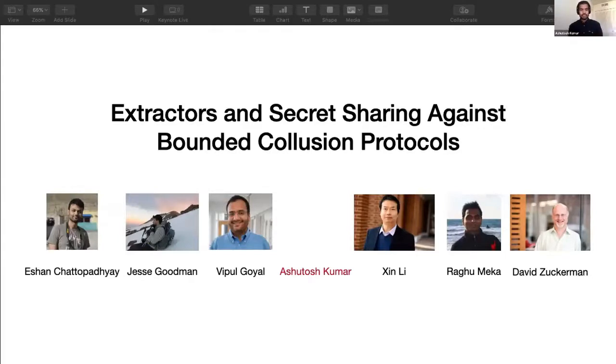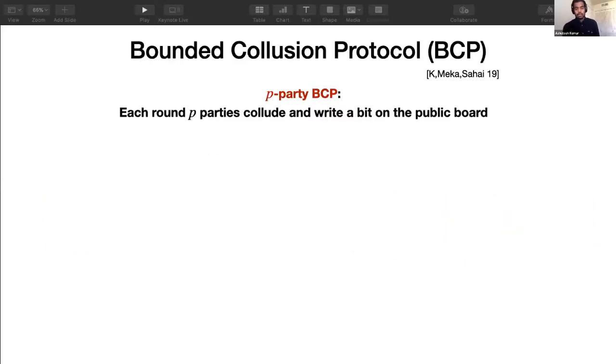Hi everyone, I'm Ashutosh, and today I'll be talking about a joint work with Eshan, Jesse, Vipul, Shin, Raghu, and David. So let me begin by defining bounded collusion protocols, which we recently defined in a joint work with Meka and Sahai. Basically, a P-party BCP allows any set of P parties to collude in each round and write a bit on a public board.